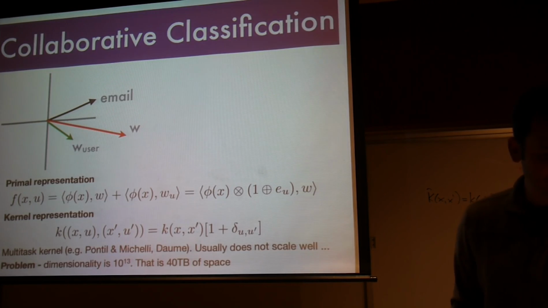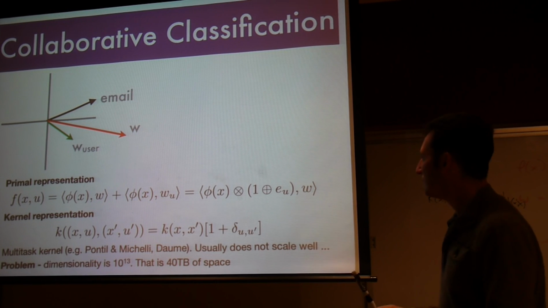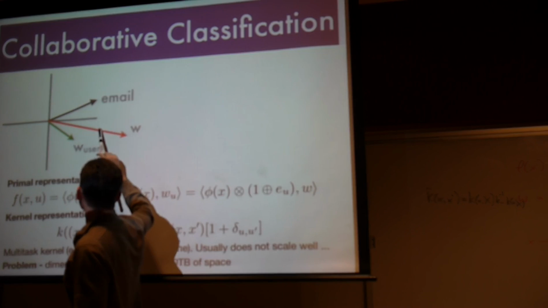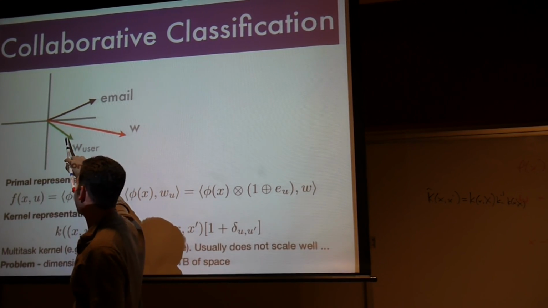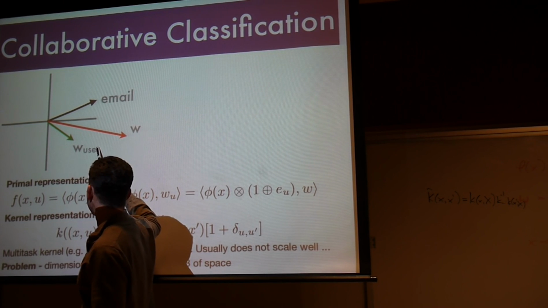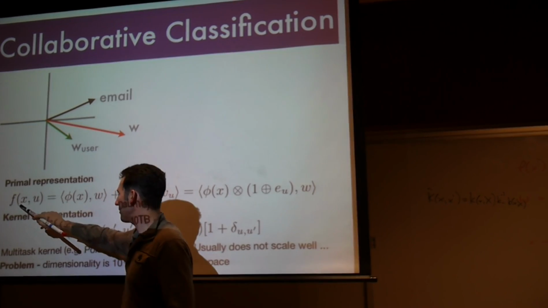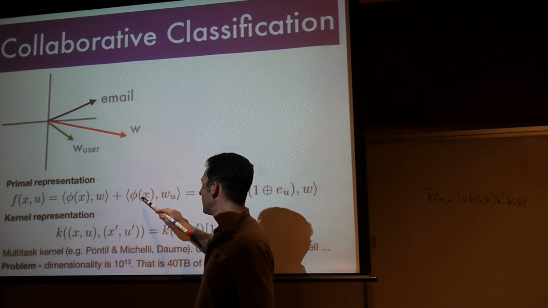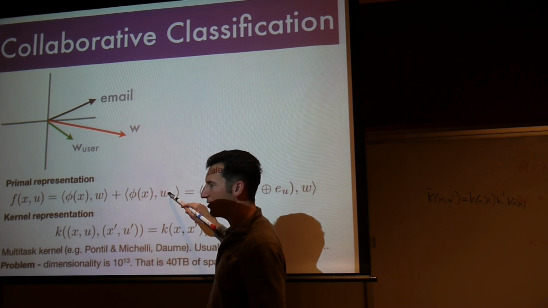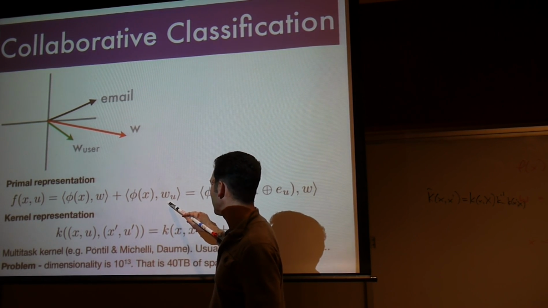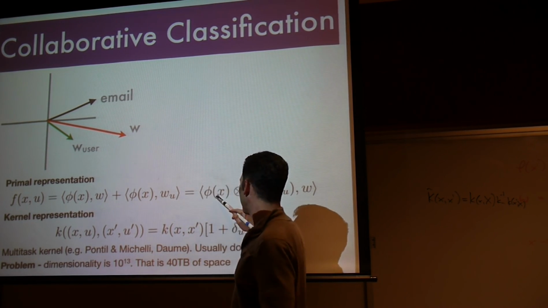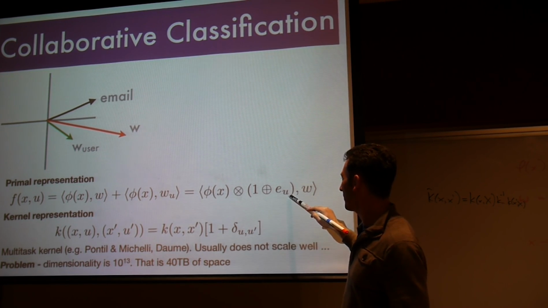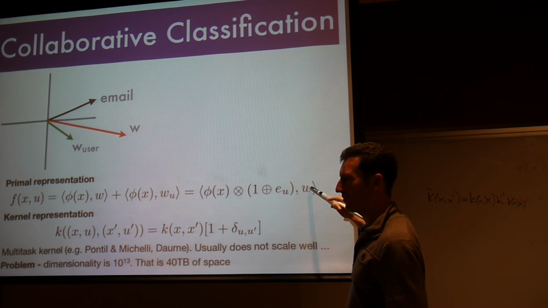So, one way is, we take this email, and we have one global parameter vector w, and we have one parameter vector w_u for the user. Right. So that's what we get here. f of x and u is just phi of x dot w plus phi of x dot w_u. So each user gets its own parameter vector. Now I can rewrite that as phi of x tensor (1 plus the entity vector for that user) dot some, actually new, parameter vector.